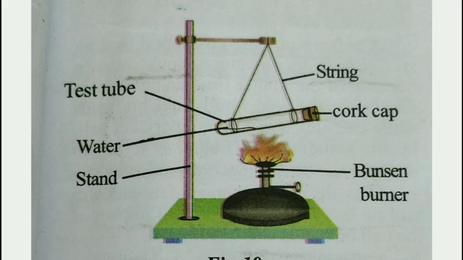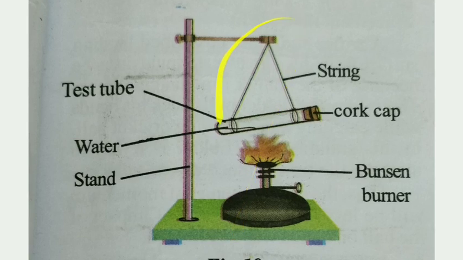Let us see the procedure once. I have taken a test tube of good quality here, and I put some water into it, and I have closed the test tube mouth with the cork cap, and I have made it suspend horizontally with the help of strings here. Through the picture it is very clear. Through the strings I made it hang like this, and with the help of the Bunsen burner I have started heating the test tube. Then what will be happening?